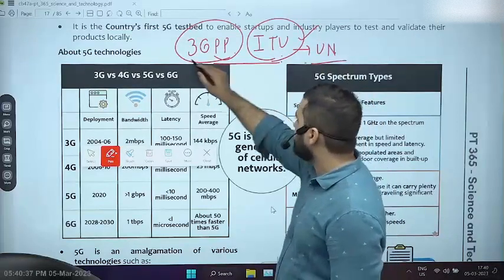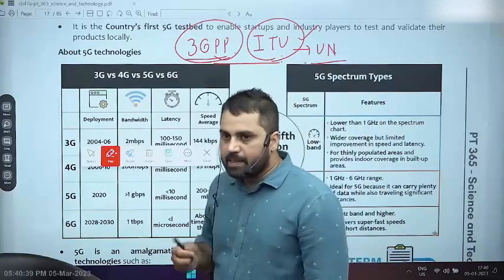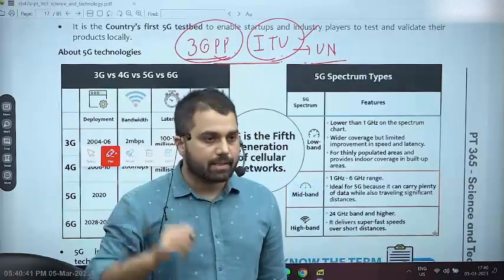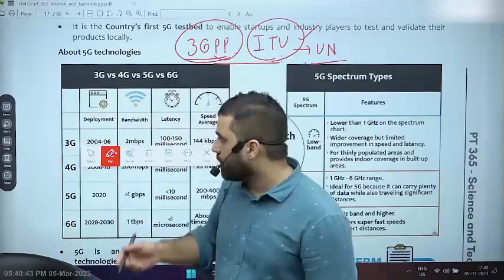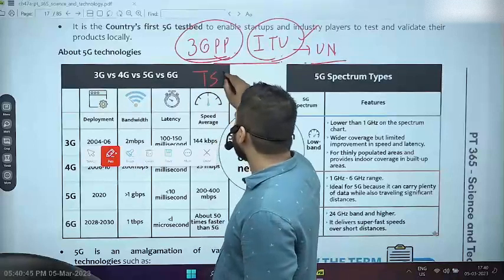अब ये 3GPP क्या है? तो 3GPP को समझने के लिए पहले let me give you another example. In India there is an organization called Telecommunication Standard Development Society of India.